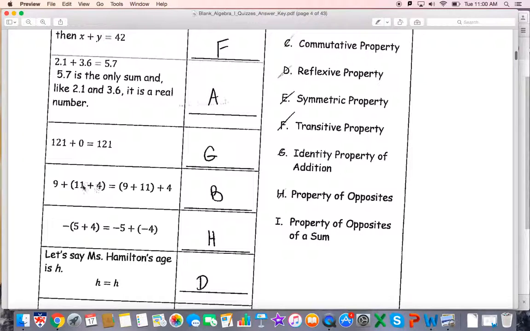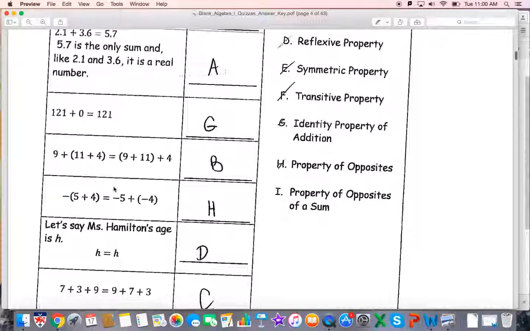All right. So here we have some numbers and I've grouped them differently. So over here, 11 is with 4, they're hanging out together. And over here, 9 is with 11, those guys are hanging out together. So it actually doesn't matter who or what these numbers are associating with, as long as they're the same numbers, then you get the same answer. So that is called the associative property.